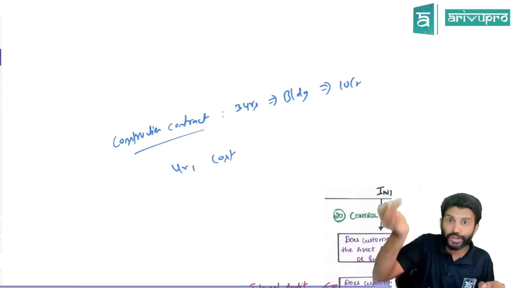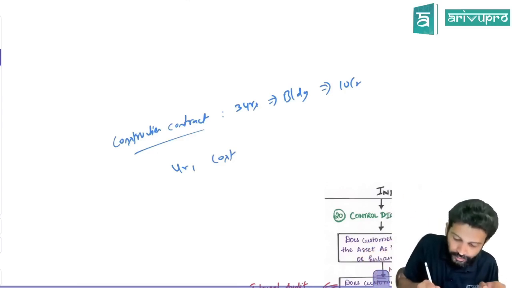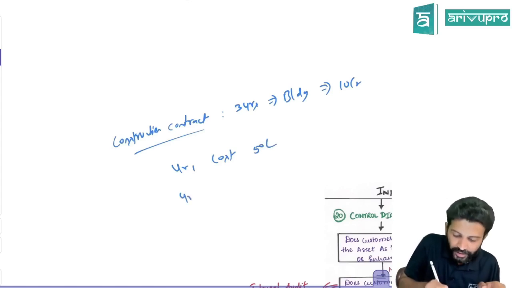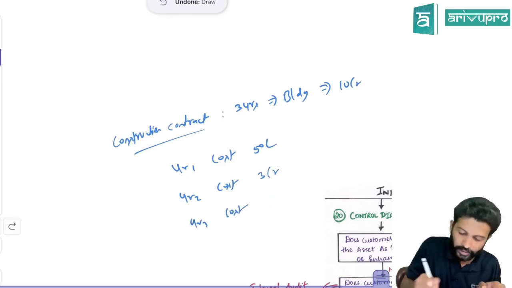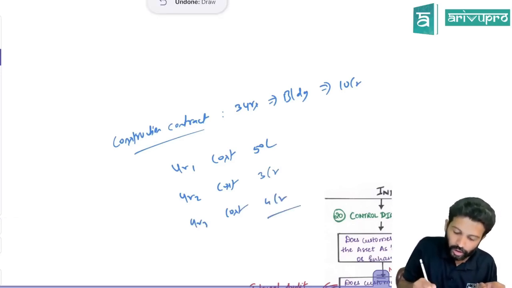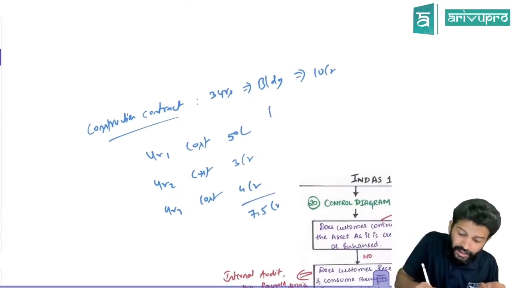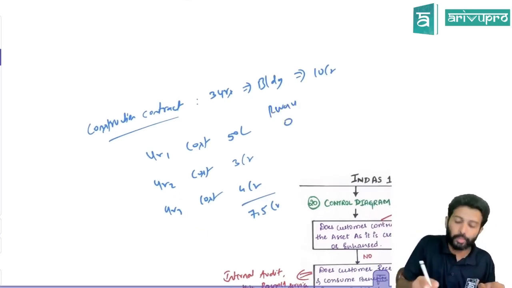cost. So first year cost you will book any which way. Let's say they booked a cost of 50 lakhs. Second year, let's say they booked a cost of 3 crore. Third year, let's say they booked a cost of 4 crores. That means the total cost they booked is how much, sir? 7.5 crores. In the first year, if you literally interpret the standard, any revenue you're booking, 0.